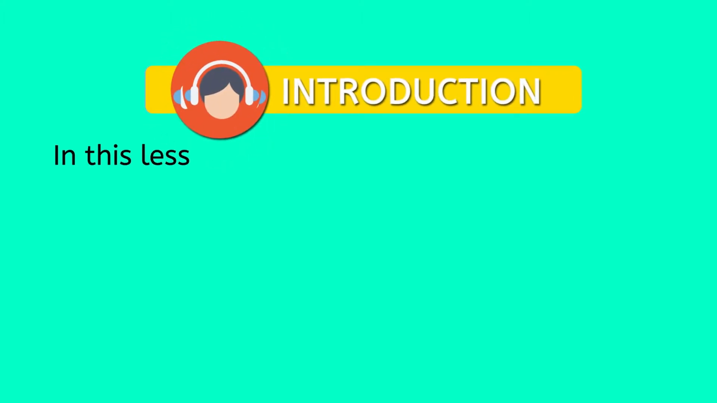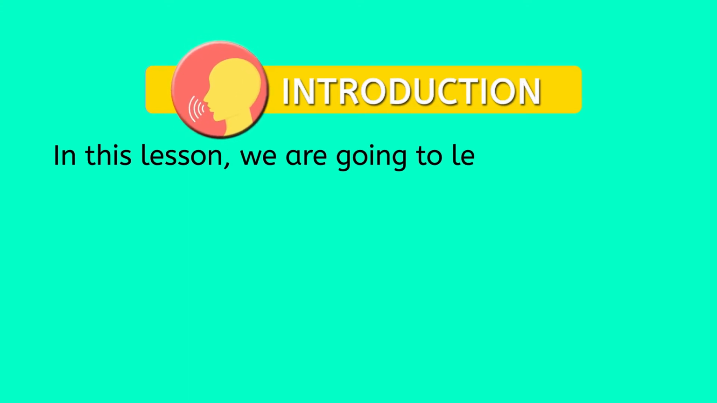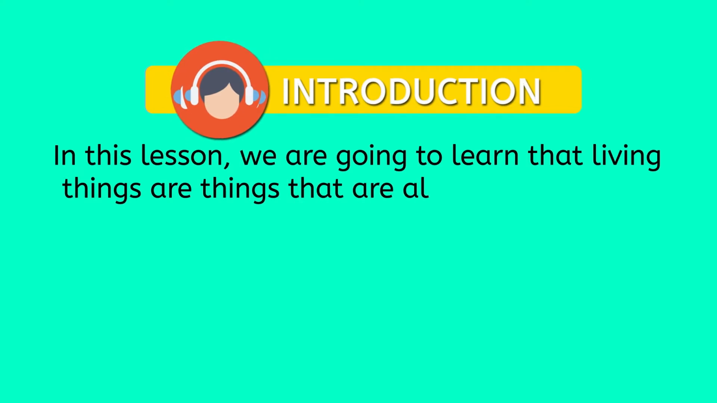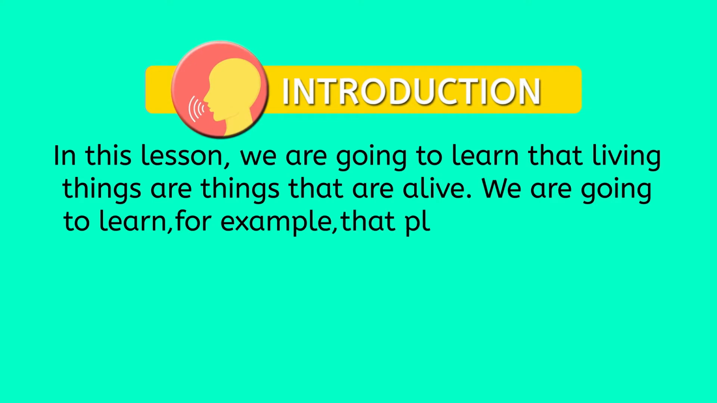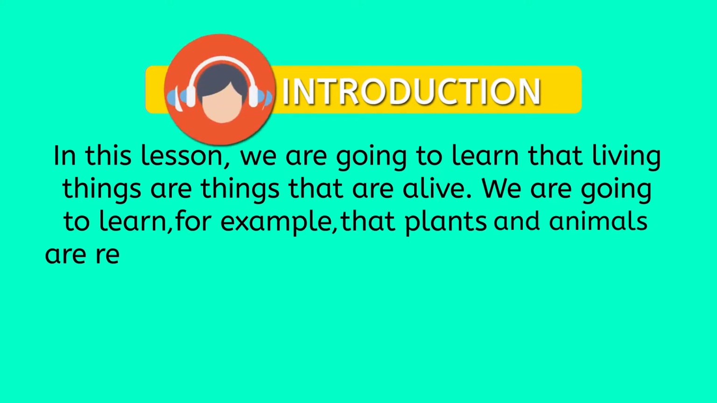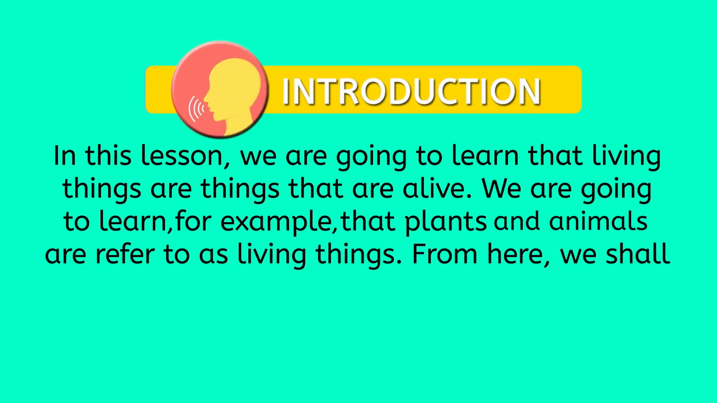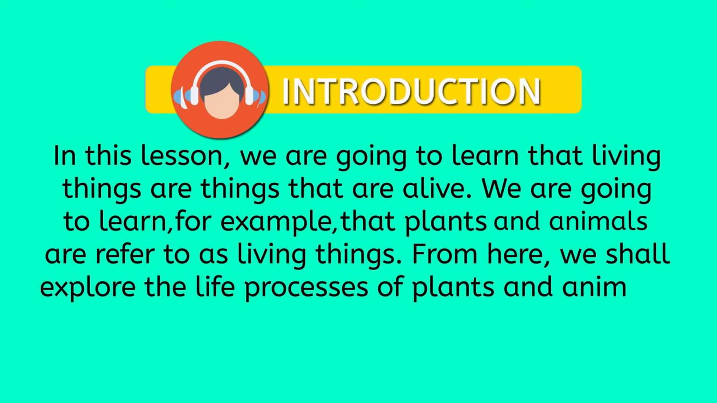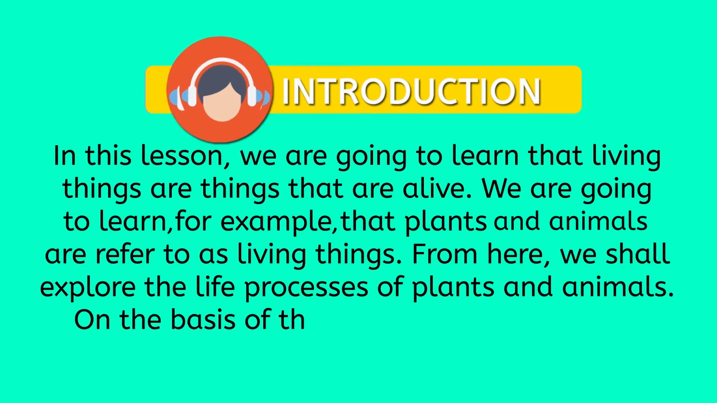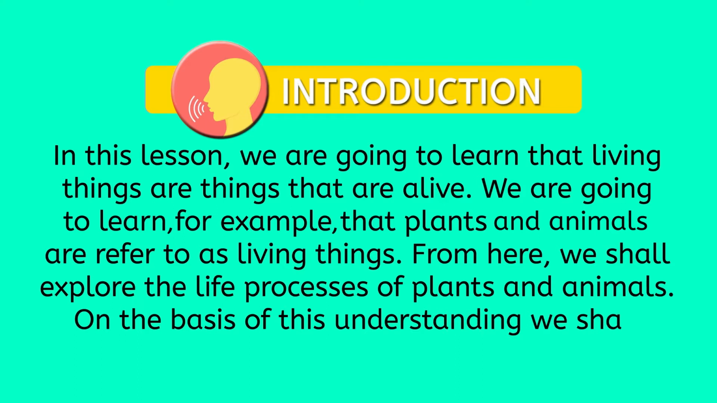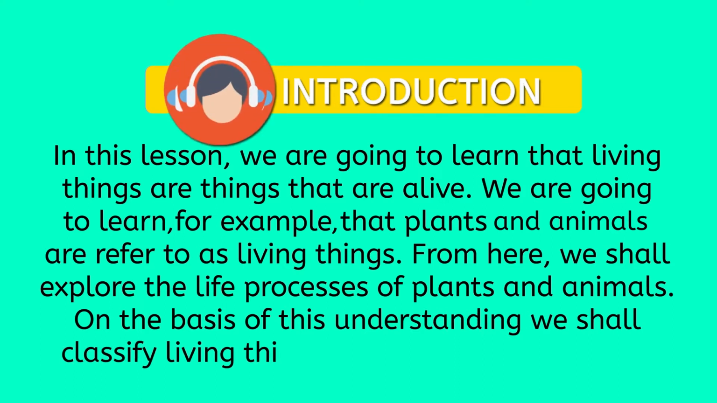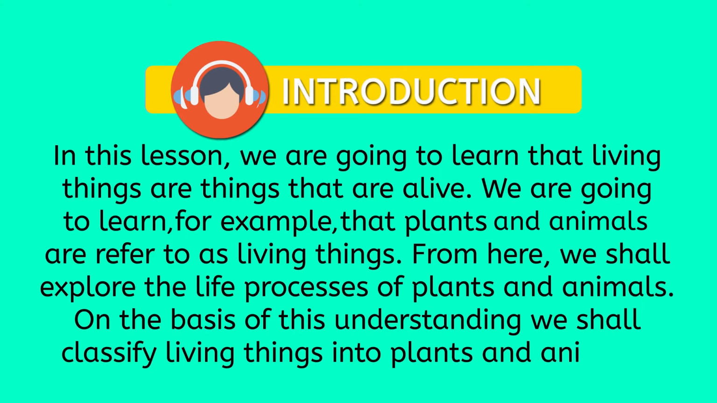In this lesson, we are going to learn that living things are things that are alive. We are going to learn, for example, that plants and animals are referred to as living things. We are going to learn that everything living is either plant or animal. From here, we shall explore the life processes of plants and animals. On the basis of this understanding, we shall classify living things into plants and animals.